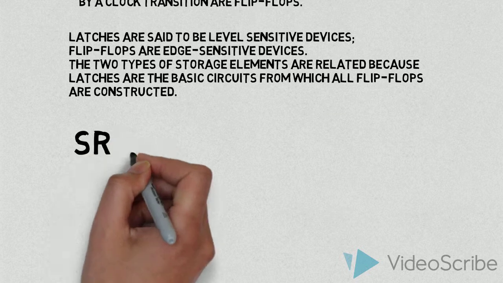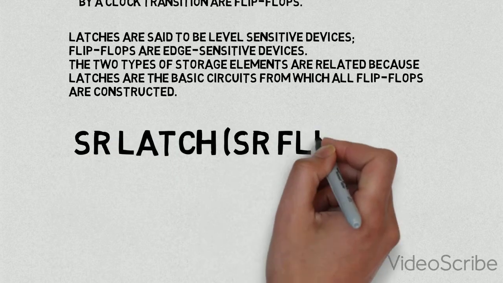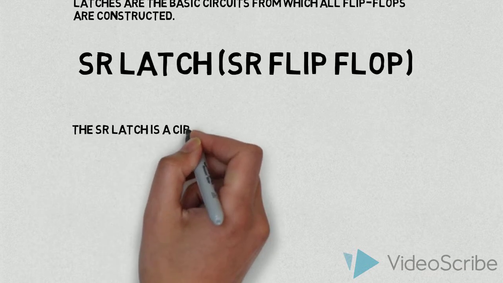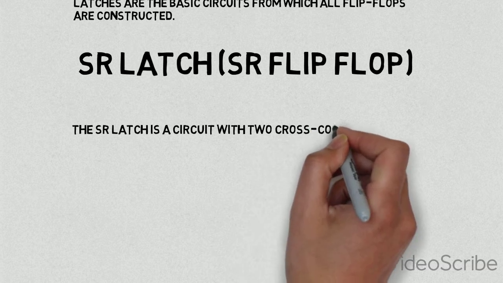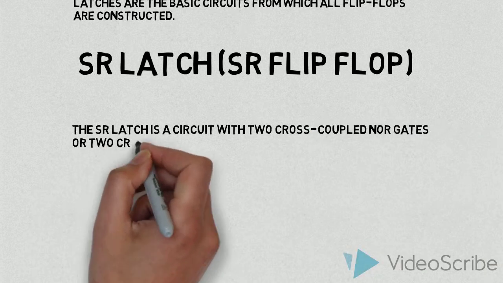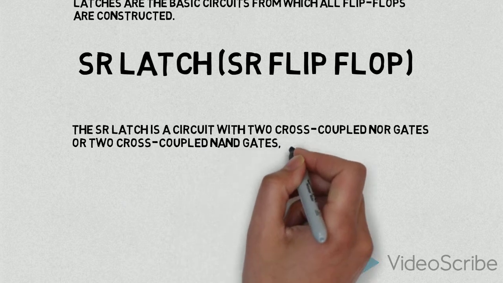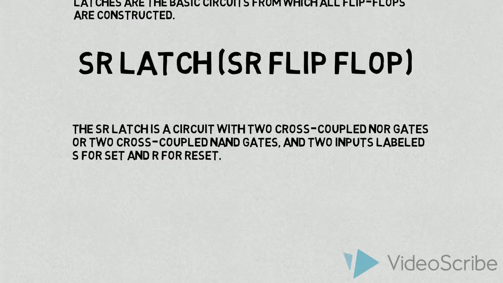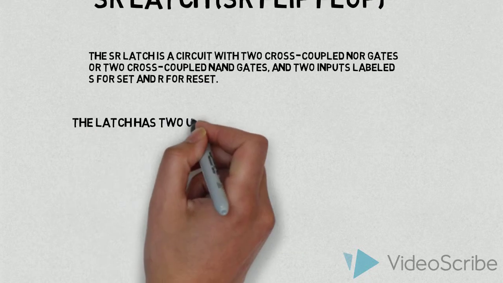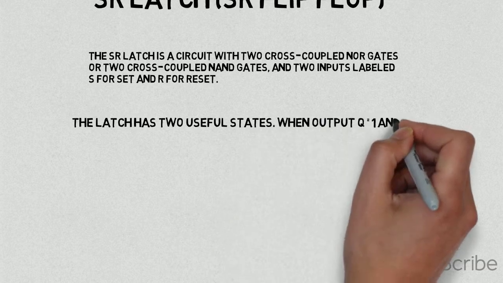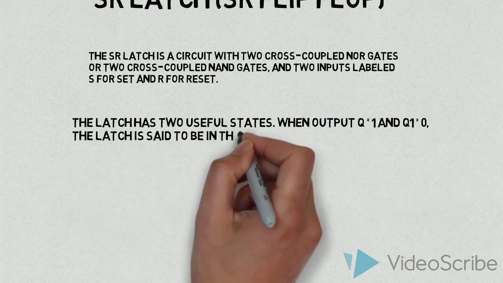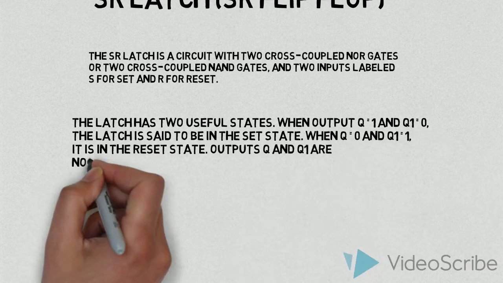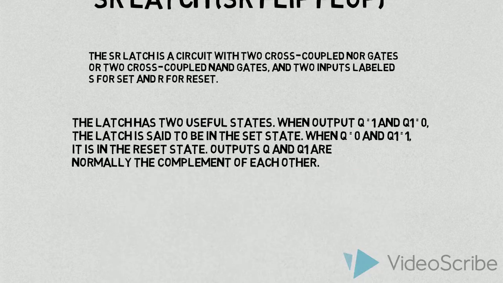So now let's talk about the S-R latch or the S-R flip-flop. The S-R latch is a circuit with two cross-coupled NOR gates or two cross-coupled NAND gates and two inputs labeled S for set and R for reset. The latch has two useful states. When output Q is equal to 1 and Q' is equal to 0, the latch is in the set state. When Q is equal to 0 and Q' is equal to 1, it is in the reset state.